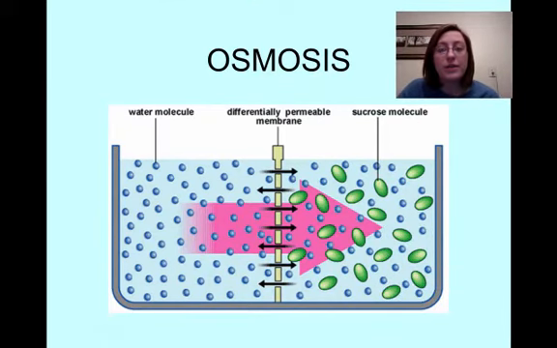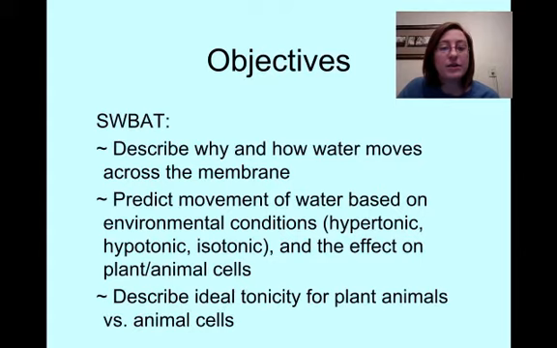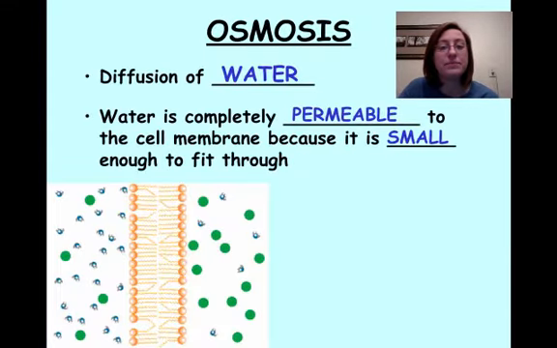Okay, so here we have our second in the lecture series on cell transport. This is on osmosis, and this is a concept you should be familiar with from middle school. We're going to be talking about the movement of water. Here's your list of objectives. Read over them, make sure you understand them by the end of the lecture, and if you have any questions, you can ask your teacher or you can email them.